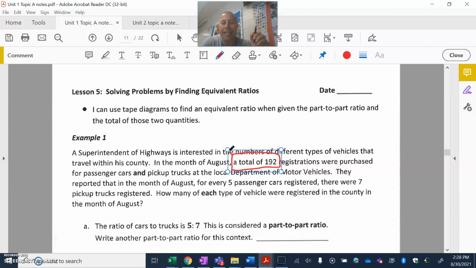All right. They reported that in the month of August, when for every shows up, who's going to appear next? Ratio. Yeah. So there's my ratio. For every 5 passenger cars registered, there were 7 pickup trucks registered. Okay. So how many of each type of vehicle registered in the county?